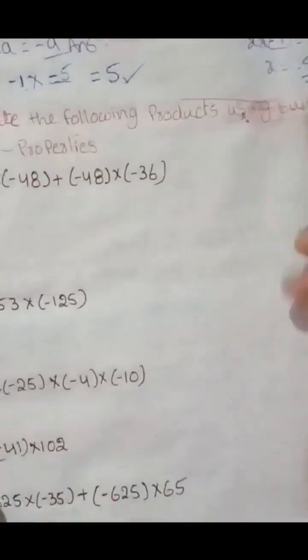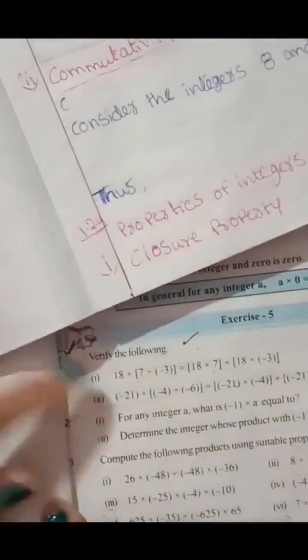Yeah, this one is over, and next goes to the third one only. Next one is the third one. Complete the following products using suitable properties only. First, here are the first eight problems. First problem, first of all I read it only.